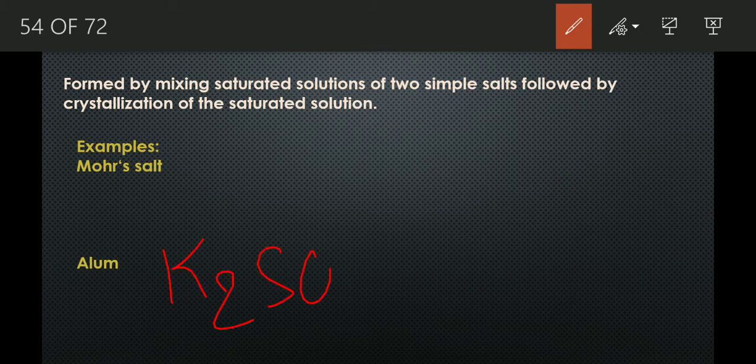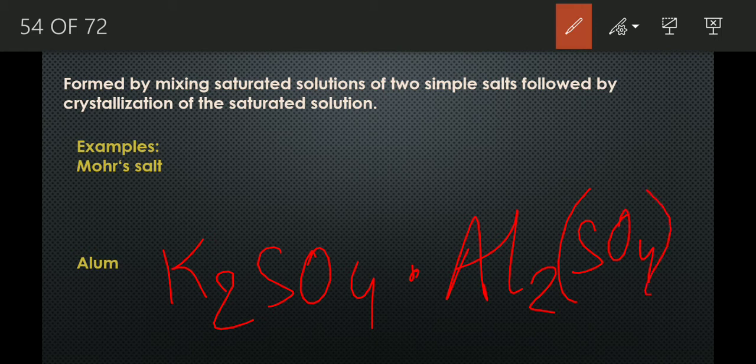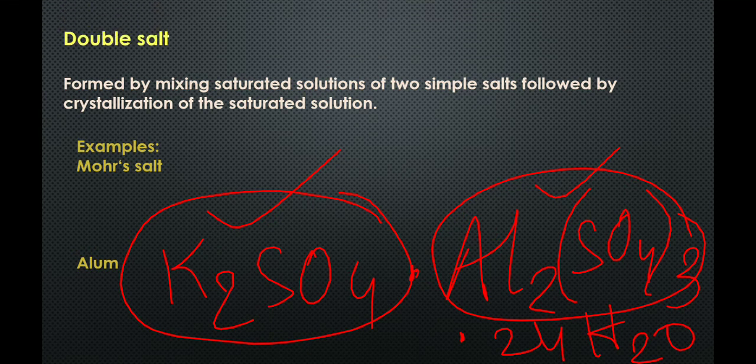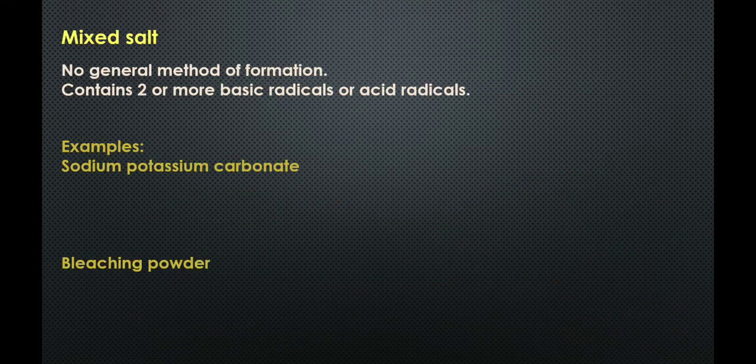Next example is alum or potash alum. It consists of K2SO4, that means potassium sulfate, and aluminium sulfate, Al2(SO4)3, and it also contains water of crystallization as 24H2O. So the two simple salts which are present in case of potash alum are K2SO4, that means potassium sulfate, and aluminium sulfate. Clear? So this type of salt always contains two simple salts.